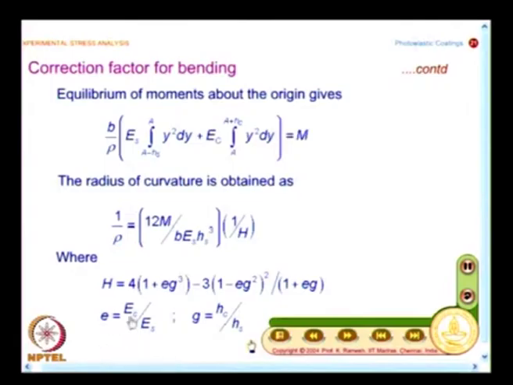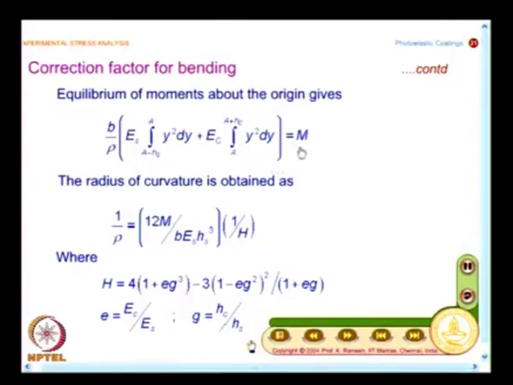And I also mentioned that I will replace the ratio of Young's modulus as E and ratio of thickness as G. That makes my life simple in expressing the expressions. And the equilibrium of moments again has two terms, one corresponding to the specimen and one corresponding to the coating. If you have physically identified the limits, the specimen goes from A minus Hs to A, and the coating goes from A to A plus Hc. Rest of the expression is very simple and straightforward.